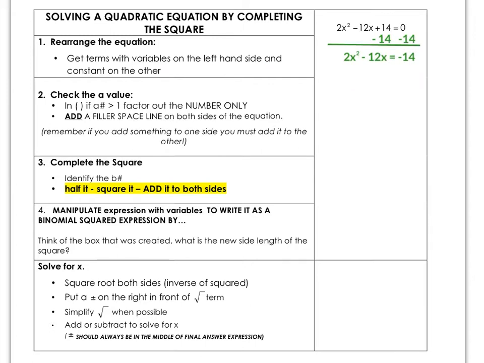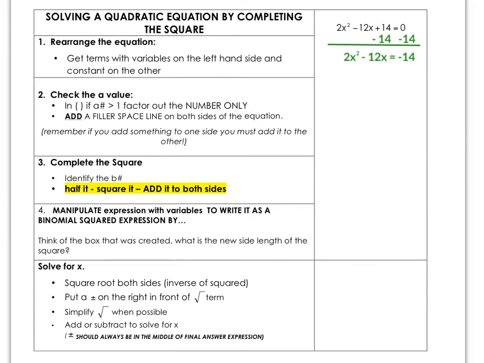Now, in the previous lesson, I just added the blank right away, which you can still do, but sometimes there will be situations where we have to do something first before I can go ahead and complete the square. So that's this step number 2. Check the a value. If the a is greater than 1, we need to factor out the number only.